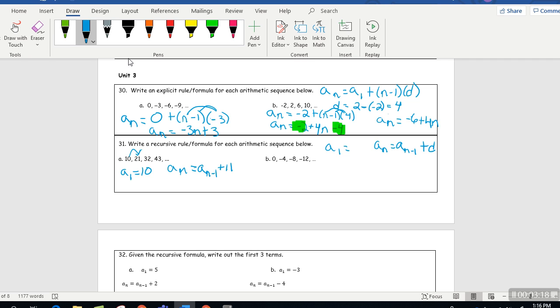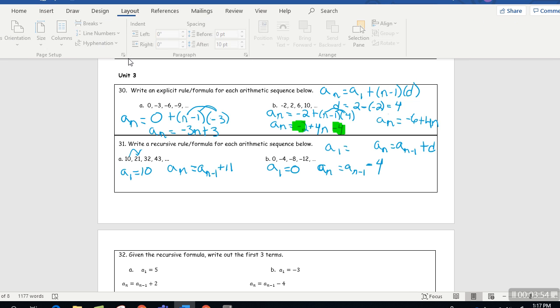Okay, nothing too crazy there. Now for our other one, for part B, here we've got a sub 1 equals 0. And then for our common difference, we are subtracting 4. So this time we're going to want a minus 4, not a plus 4, because we're going down by 4 each time.